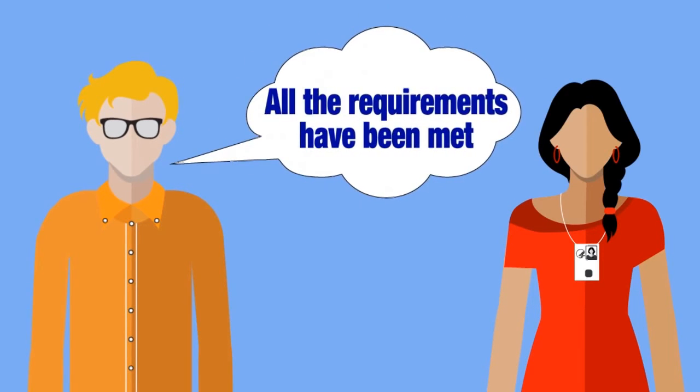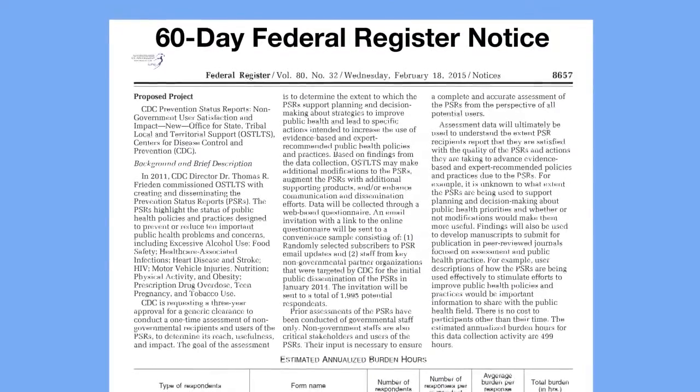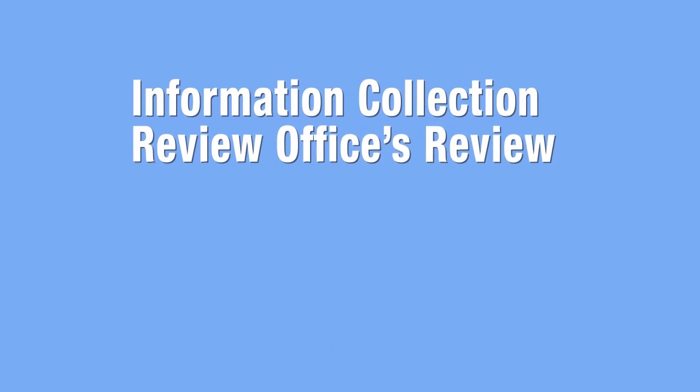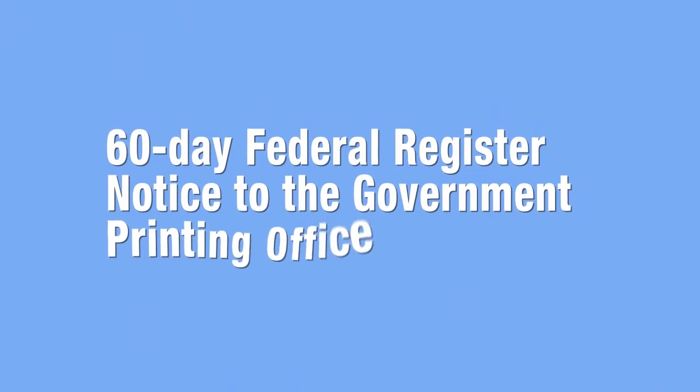Now that you have ensured that all requirements have been met to seek a PRA clearance for your project, your PRA contact will submit the draft information collection request package and draft a 60-day Federal Register notice to the Information Collection Review Office for review and approval. You should expect several revisions of the documents prior to the release of the 60-day Federal Register notice for publication. After the Information Collection Review Office's review and CDC's PRA Clearance Officer's approval and certification, the 60-day Federal Register notice will be submitted to the Government Printing Office for publication in the Federal Register.